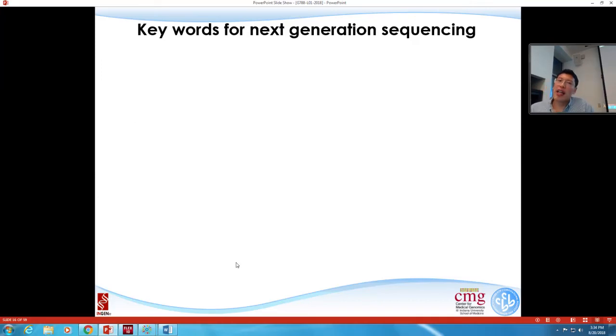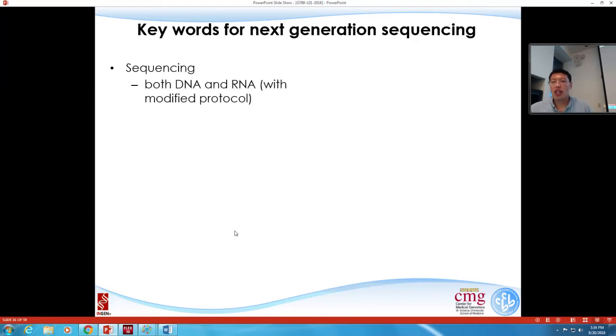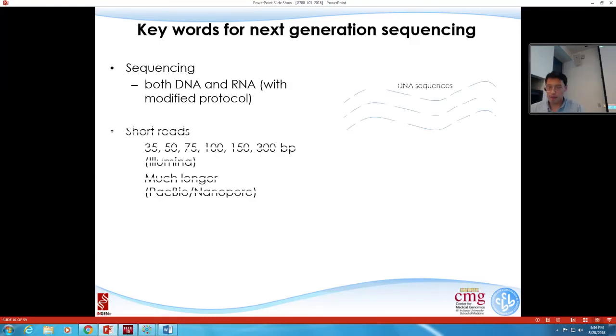So a little bit about the keywords of next generation sequencing technology. The first keyword is sequencing. It sequences both DNA and RNA. As a matter of fact, most of the platforms only sequence DNA, but some of the platforms can sequence the RNA molecule directly. For those that only sequence DNA, you can always convert the RNA into DNA and then do the sequencing.